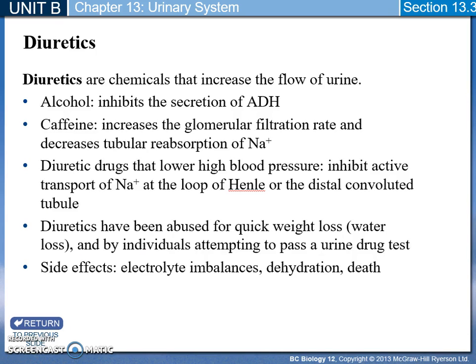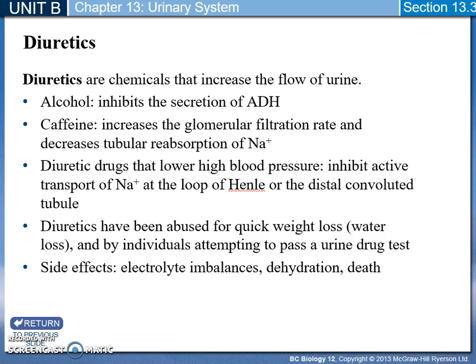Diuretics are chemicals that increase the flow of urine. Alcohol would be one of those, and it acts by inhibiting the secretion of ADH. Caffeine increases the glomerular filtration rate and decreases tubular reabsorption of sodium. Diuretic drugs that lower blood pressure act by inhibiting the active transport of sodium at the loop of Henle or the distal convoluted tubule.